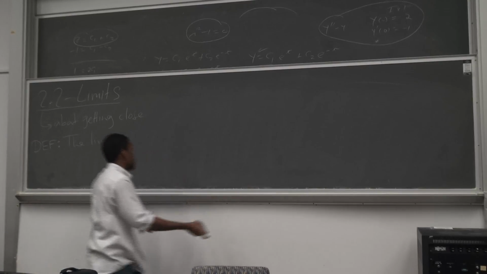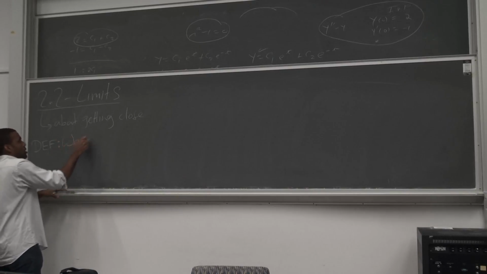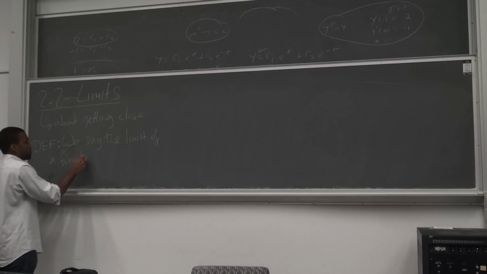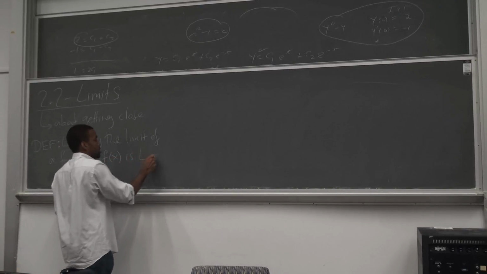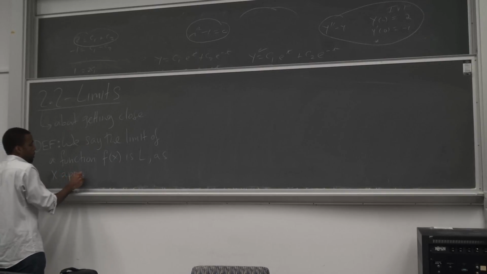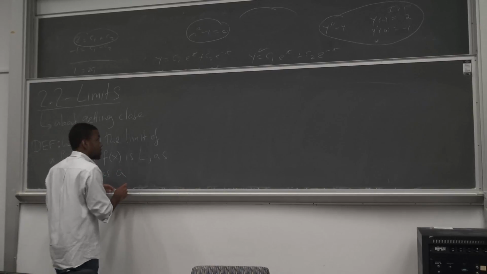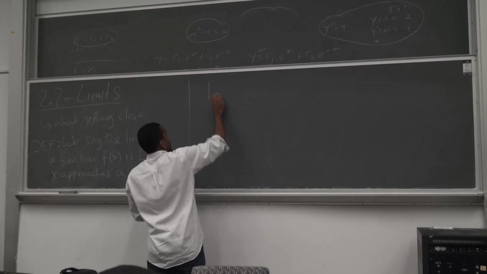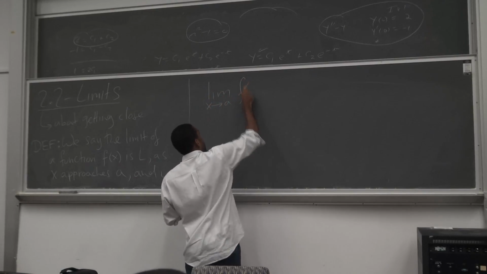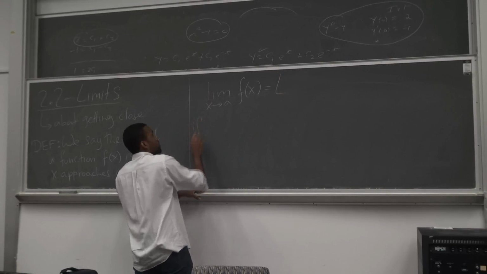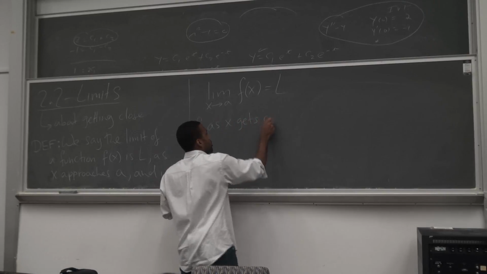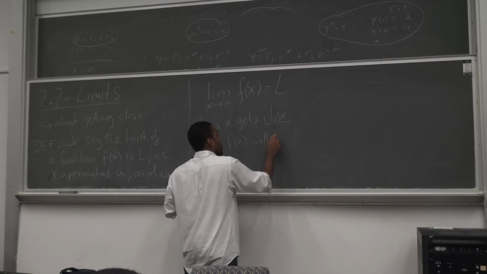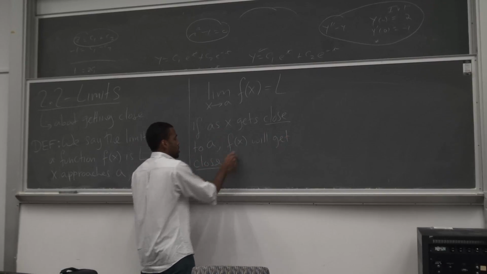We say the limit of a function f of x is L as x approaches a, and you write this symbol, lim as x approaches a of f of x equals L, if as x gets close to a, f of x will get close to L.